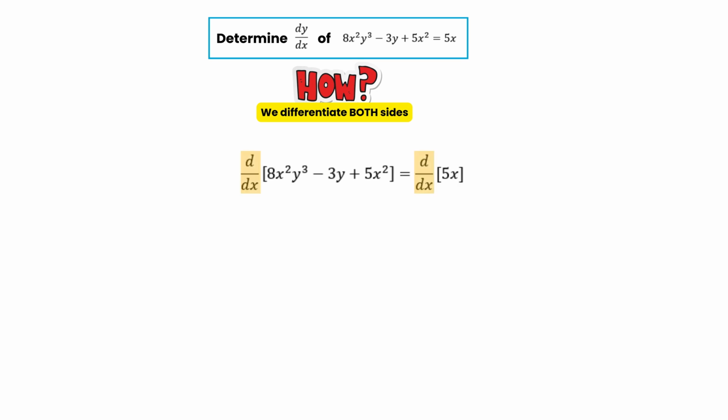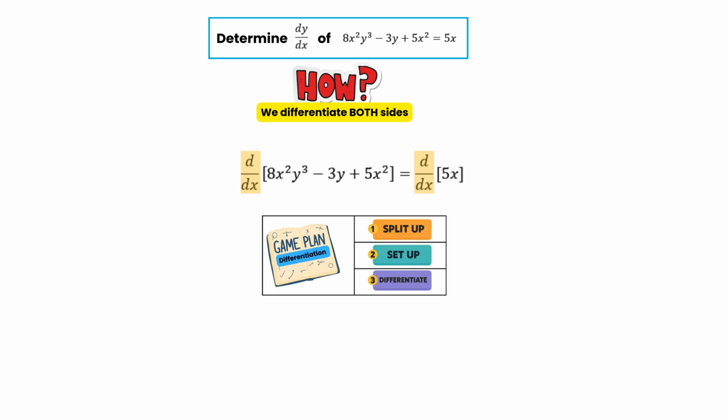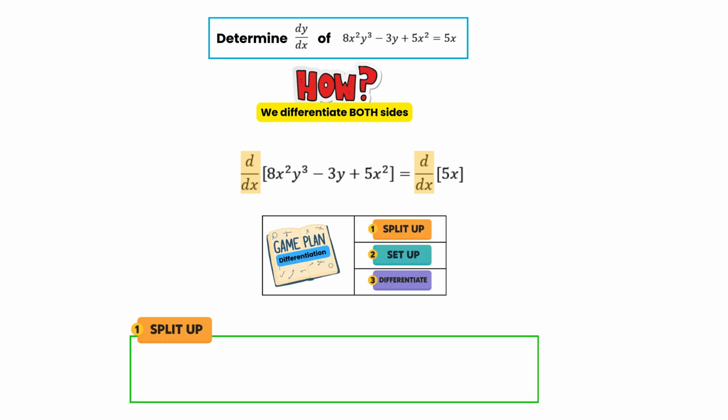We start by placing the differentiation operator on both sides. Say d over dx, acting on the left side and on the right side. And then we differentiate both sides at the same time using our familiar game plan. Step 1 of the game plan is split up. Split each side at the plus and minus signs that are not inside parentheses, radicals, fractions, or exponents. After we split, we get the following.